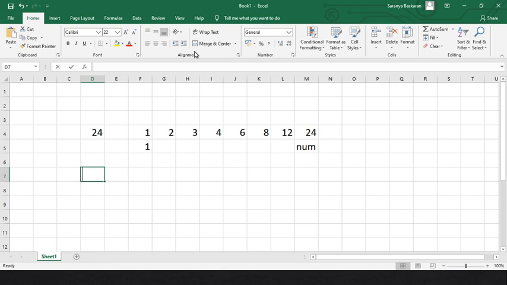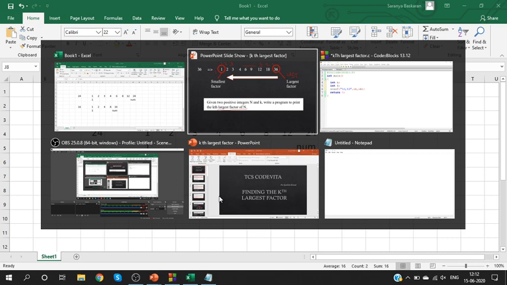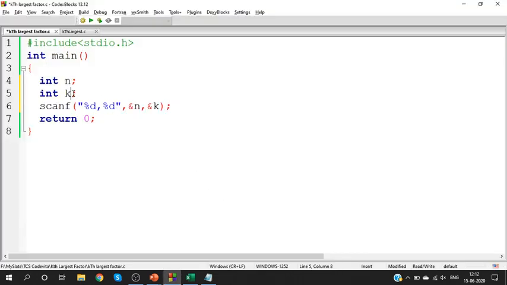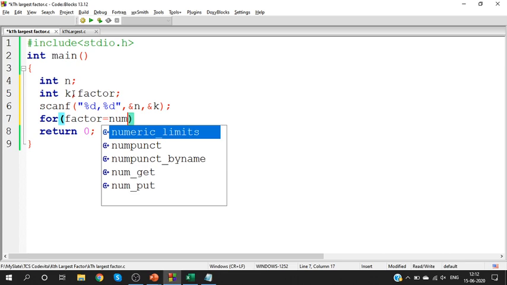Similarly, consider 16: 1, 2, 4, 8 and 16. The first factor is 1, and the last factor is the number itself. So for all cases, the first factor will be 1 and the last factor will be the number itself. Now we have to start from the last factor, which means we should start from the number. If you want the last factor, start from the number itself. We are going to search for factors. When you search for factors, start from the number itself.